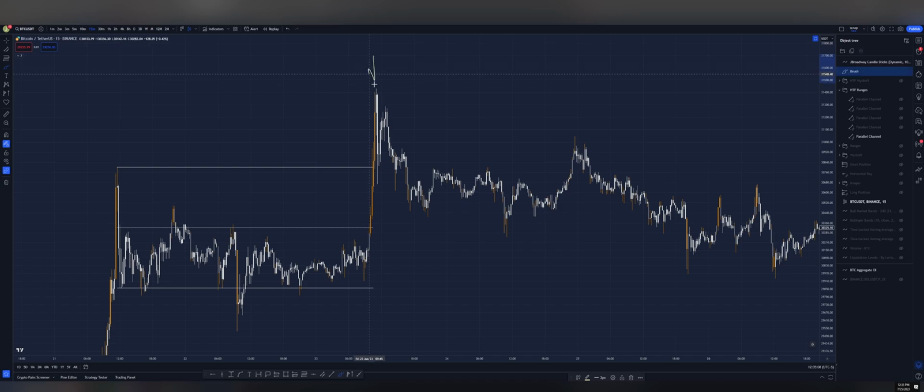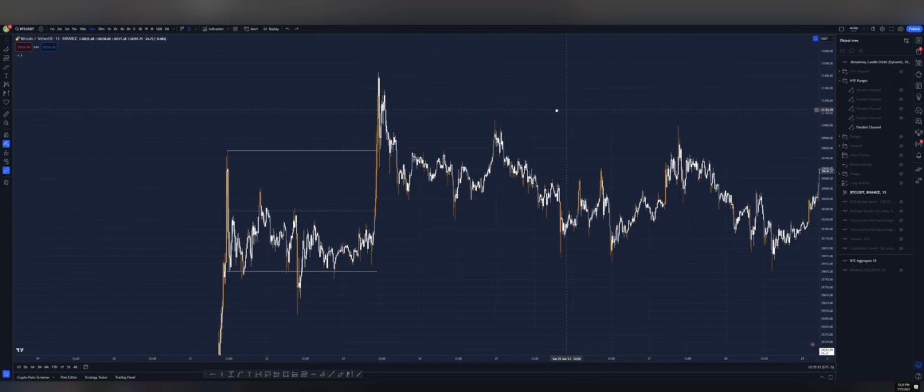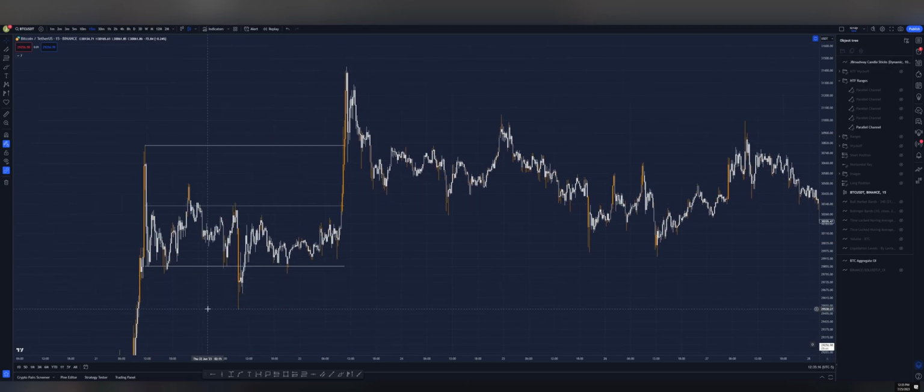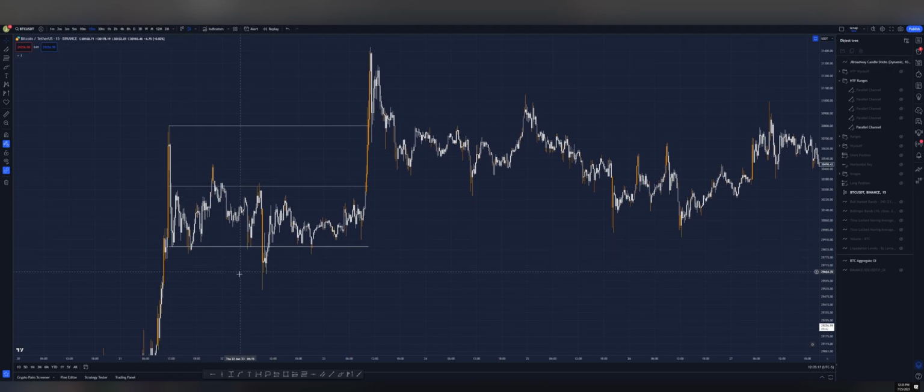But of course it gets slapped down. So this ends up being pretty much a UTAD in the grand scheme of things on the larger time frame. But it's interesting to see how this played out, right? How you took out this low, you created a spring, you had your spring test here, and then you pump up.